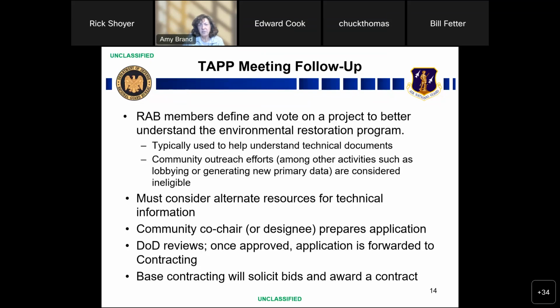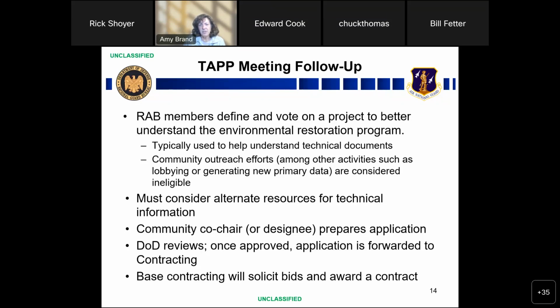It includes community outreach, as well as other activities such as lobbying or generating new primary data. But we had quite a bit of discussion about community outreach, and I think there was maybe a little bit of frustration among the team that TAP funds can't be used that way, but that it's part of the law. Part of the TAP grant process is that the team must consider alternate resources for technical information. Can you get that support in other ways?